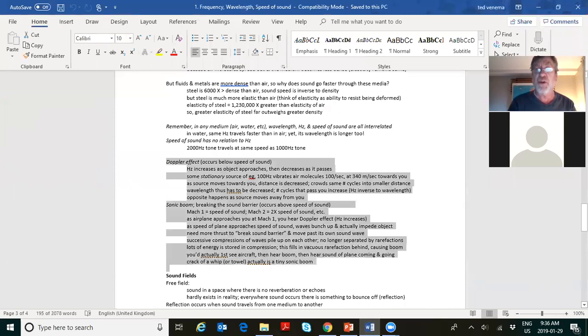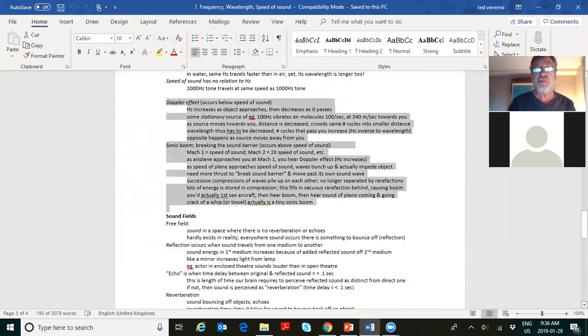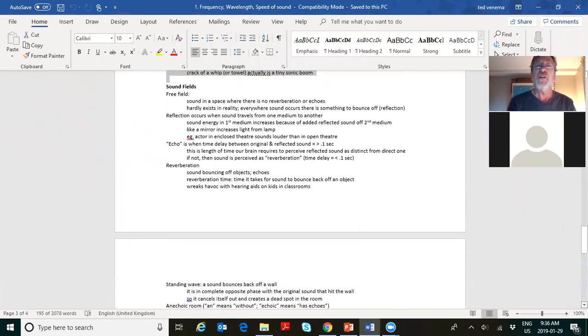So let's start with sound fields. Here you go. A sound field, it's not really a football field, but it's an area in which sound takes place. A free field is an area where sound doesn't have any walls to bounce from. There's no walls, there's no object, there's nothing for sound to bounce off of. If you had an explosion taking place way up in the air, hundreds of feet above the ground, that would be a free field. It's actually quite rare.